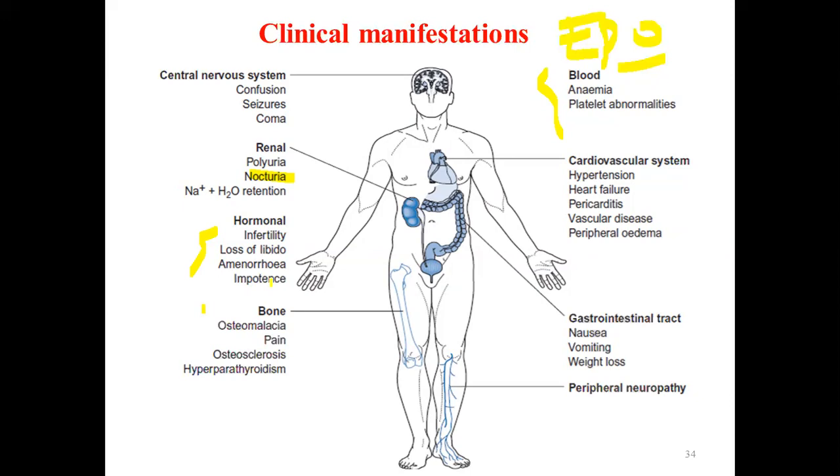Then when you look at the effect on the GIT, it can cause nausea, vomiting, and even anorexia. And ultimately, the patient will end up having weight loss. This is actually due to the effect of the toxin. Then it can even cause peripheral neuropathy. So you can see how renal problem is affecting multiple organs.